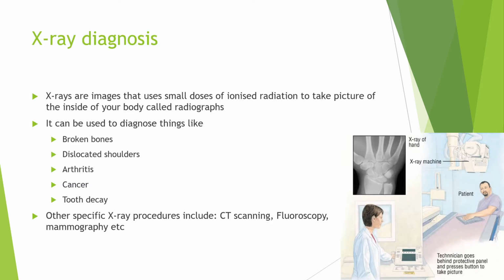The next one is the X-ray diagnosis. X-rays are images that use small doses of ionizing radiation to take pictures of the inside of the body, and these are called radiographs. They can be used to diagnose things like broken bones, dislocated shoulders, arthritis, cancer and tooth decay. The specific X-ray procedures include the CT scan, fluoroscopy, mammography and etc.